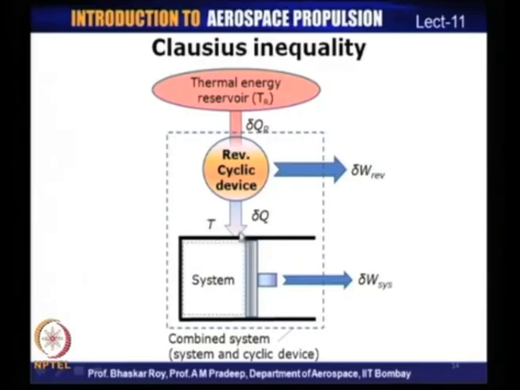So, the system, because it is receiving heat from a cyclic device, is doing certain work which is given by delta W sys, or W system, and the reversible cyclic device also does a certain work output, which is delta W reversible. Now, both this cyclic device as well as the system together constitute a combined system, which consists of the system which is of interest to us as well as the reversible cyclic device. It could be a heat engine, or it could be any other cyclic device, and the combined system is enclosed in these dotted lines as shown.